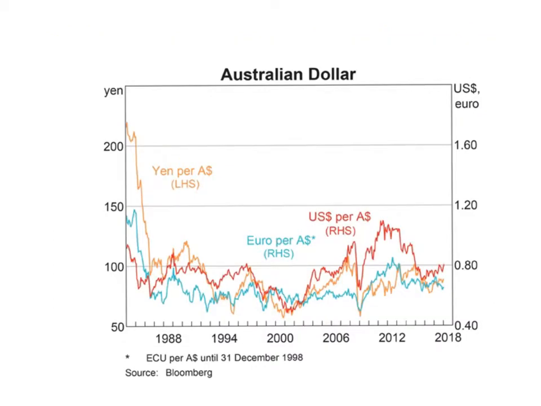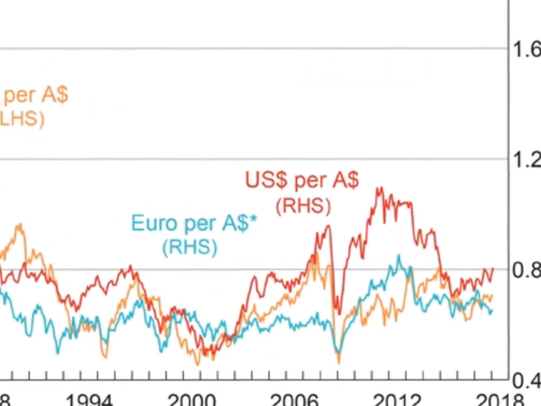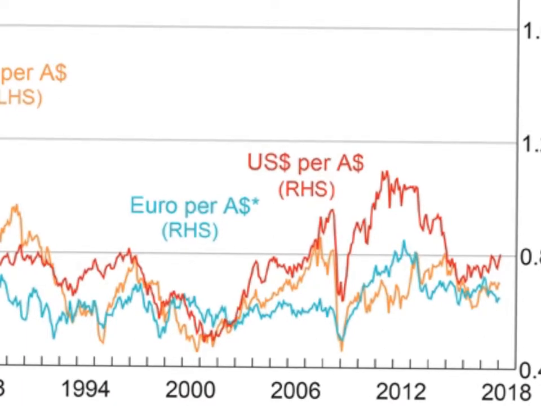We want to look at the Australian dollar in the period between around 2004 up to about 2014. Here we have a graph of the Australian dollar against the yen on the left-hand axis and against the US dollar and the euro on the right-hand axis. If we blow this up a bit, you'll see that the period we're talking about really comes in a couple of phases. First off, we have the period starting around 2004 when the Australian dollar starts rising up against all of these international currencies.